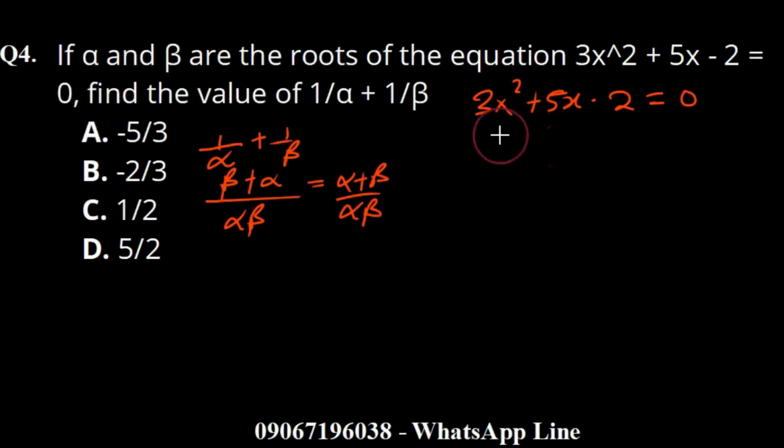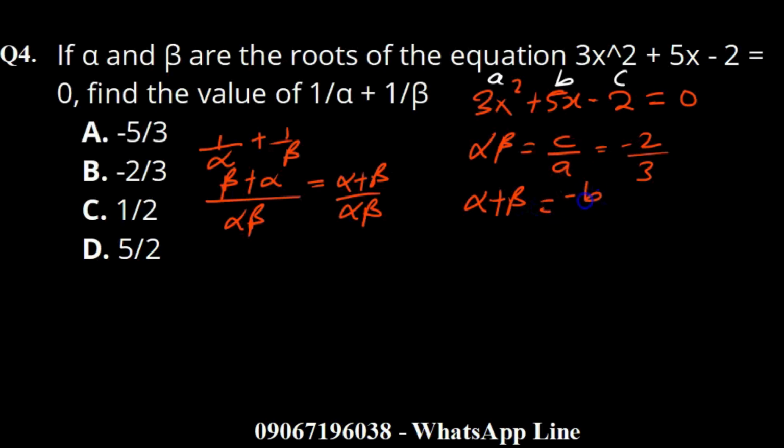Now from the roots of an equation, we have a formula that we can use to determine this. Alpha beta is equal to C over A. Remember, in this equation, this is A, this is B, and this is C. So if we use that, alpha beta: C is minus 2, A is 3. So alpha beta is minus 2 over 3, and then alpha plus beta is equal to minus B over A.